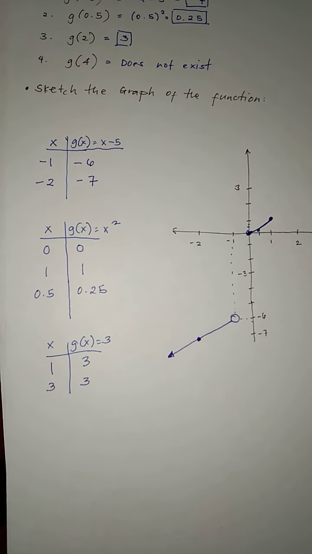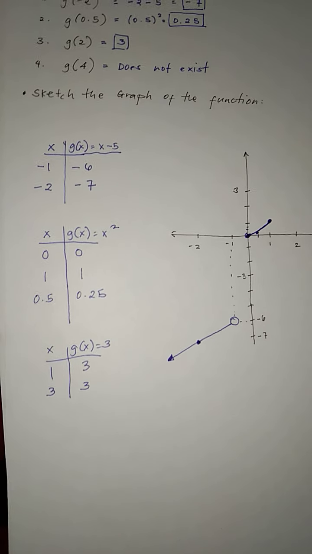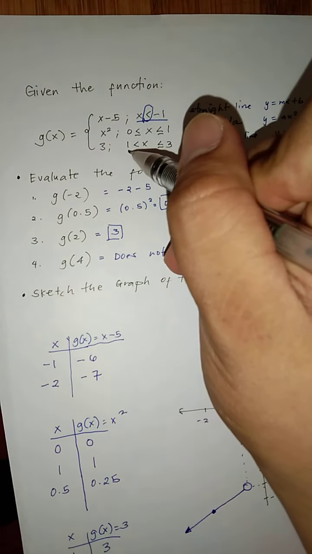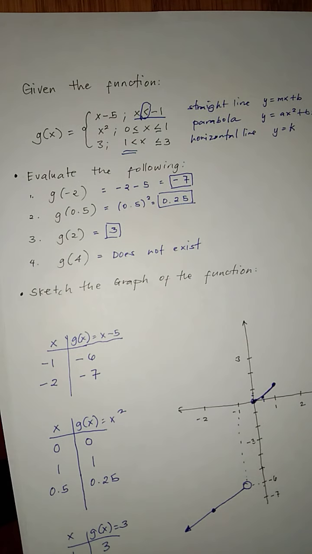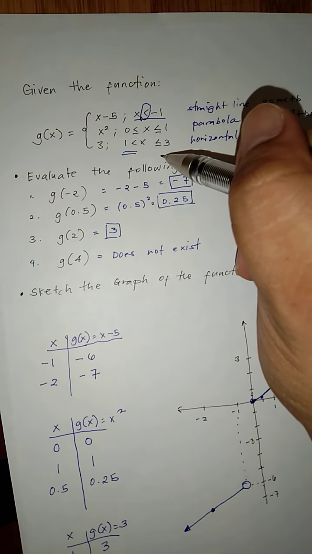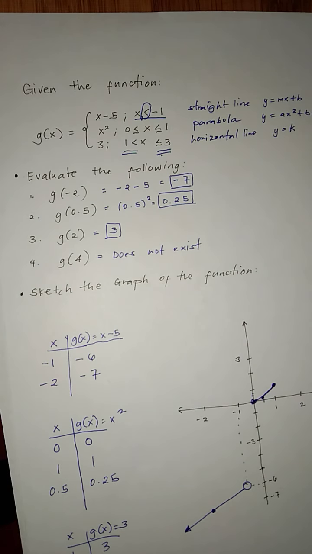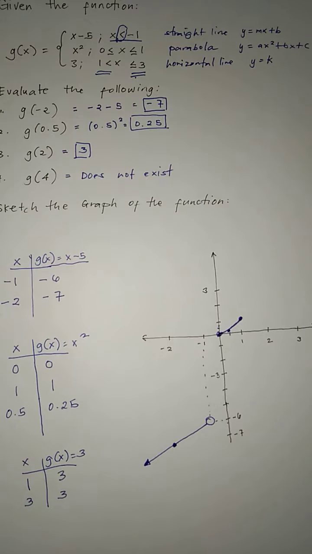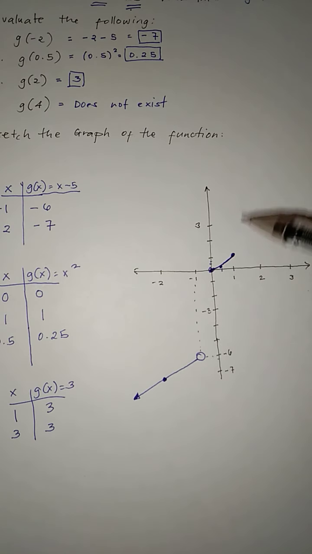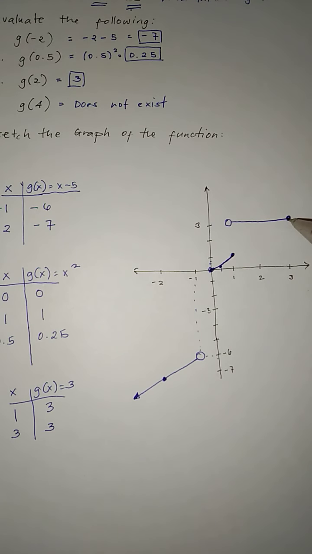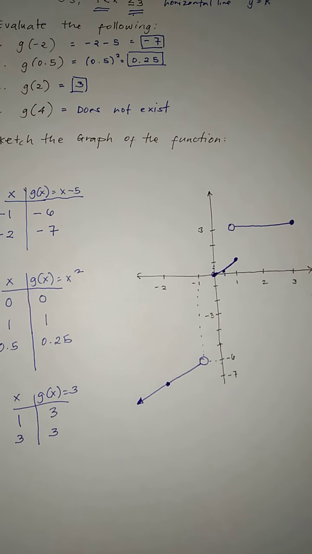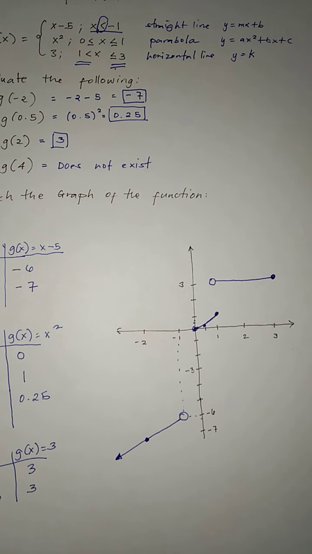Okay, now the last part is the horizontal line y equals 3. So as you can see, it's 1, 3 and 3, 3. Now take a look at the boundary. For 1 it's a hollow dot, while at 3 it's a shaded dot. So let's have 1, 3 right here, it's a hollow dot, and then at 3, 3 it's a shaded dot. Then connect, and there you have it. So this is the full graph of the function g of x. Okay, so thank you for listening.